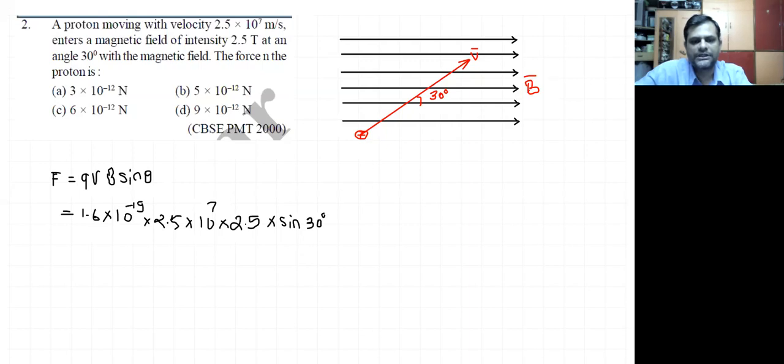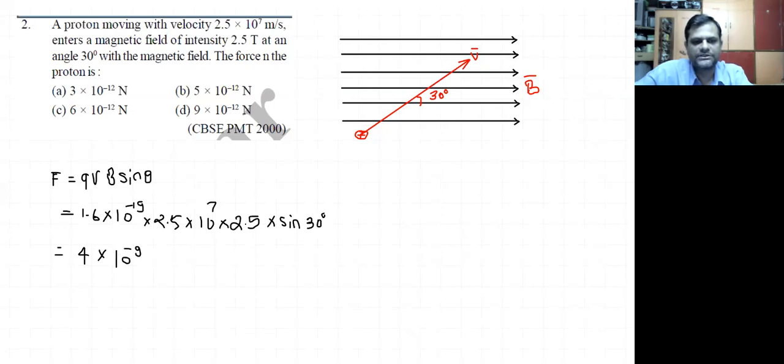So we can just put it as it is, and then we can get this multiplication here. So 1.6 into 2.5, how much does it make, see properly. We know that 25 into 16 makes 400, right? So it will be 4 into 10 raised to minus 19 into 10 raised to 7, just condense into 10 raised to minus 9 here, right?